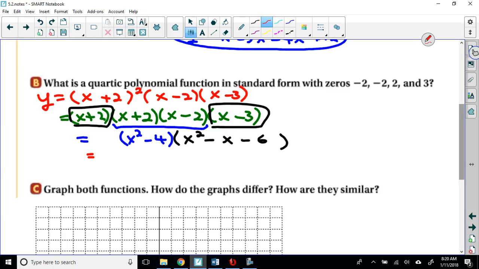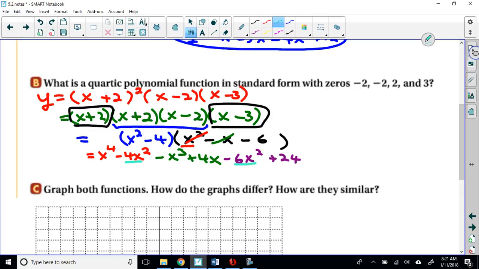So when I do this, I guess I'm going to take the first 2 terms to the first term first. So I'm going to get x to the 4th minus 4x squared. So I'm done with that. And then I'm going to take the first 2 terms to the next term. So that's going to be minus x cubed plus 4x. Yeah. And I'm done with that one. And then lastly, I'm going to take the first 2 terms to the last one. So that's minus 6x squared, and then plus 24. And now I'm left with the chore of combining all my like terms, right?